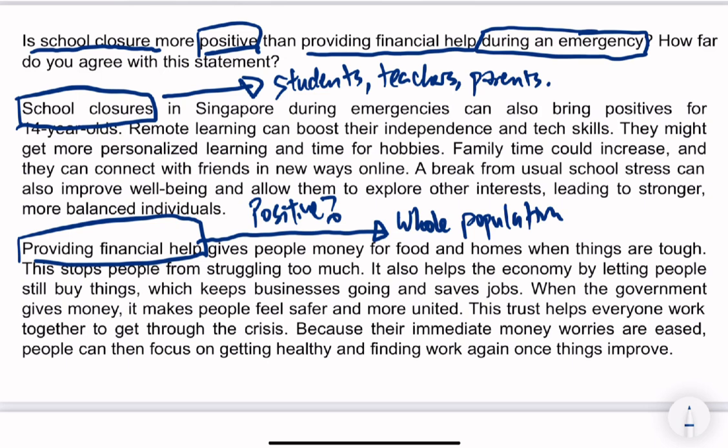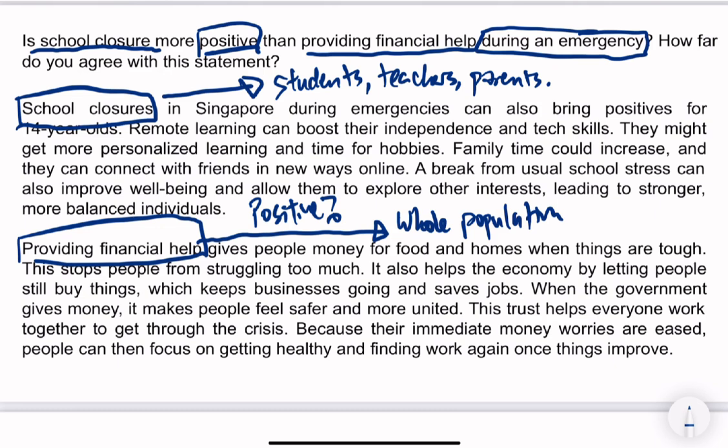Okay, maybe for parents it's a good thing because family time can increase. Maybe for teachers it's good because they can have a little bit of a break. But when it comes to this money thing, it's not just about providing financial help. The government cannot just provide financial help to one group of people and that's it. During an emergency, everybody gets something that's equal.